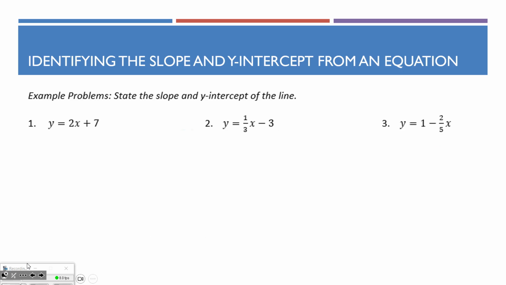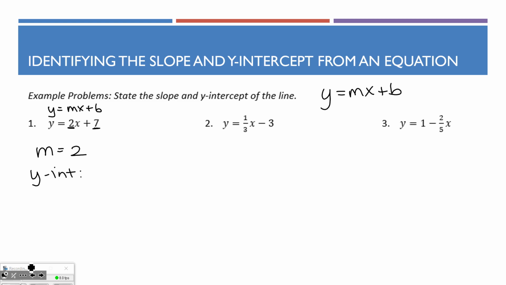All right, so the first thing we're going to do is take this form, y equals mx plus b, slope-intercept form, and look at equations that are already in that form, and identify the slope and the y-intercept of the line. So number one, y equals 2x plus 7. Matching this up to y equals mx plus b, the 2 is the m, and therefore that's my slope. And the 7 is in the spot where the b should be. Remember, my y-intercept is a point. It's always the point (0, b). So my y-intercept is the point (0, 7).